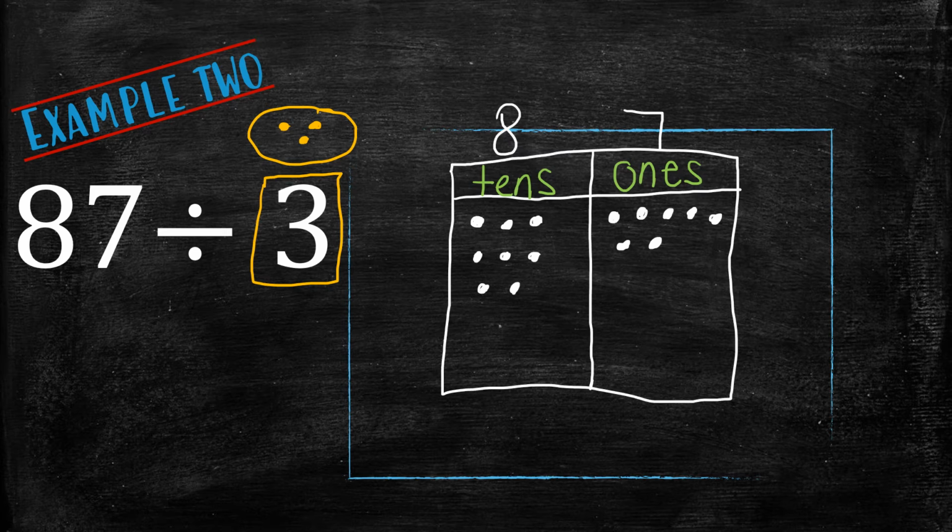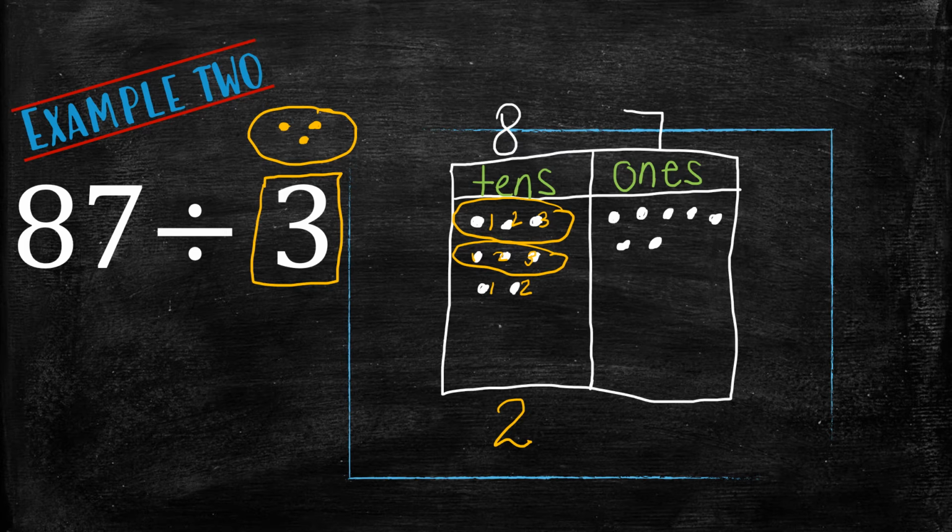So let's count together. So we have 1, 2, 3. Oh, that's a group. We have 1, 2, 3. That's a group. And then we have 1, 2. Not quite enough to make a third group. So now we have to count how many groups we have in the tens column. We have 2, so we're going to write 2 below.